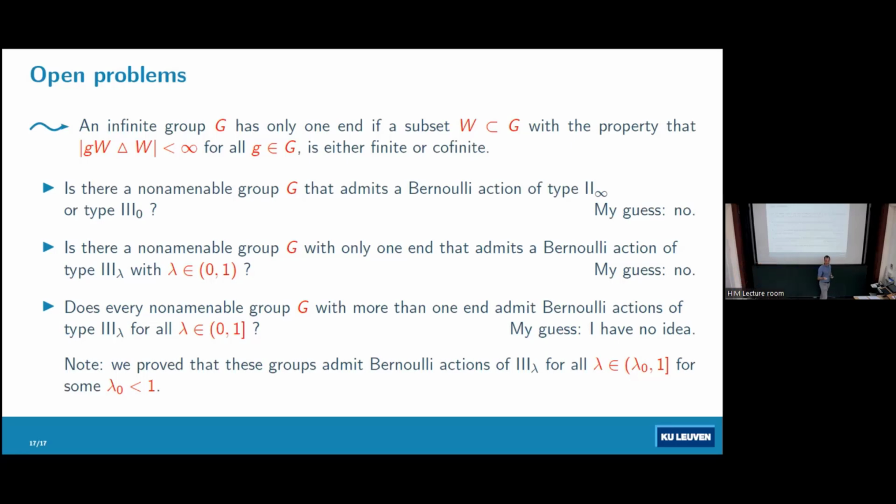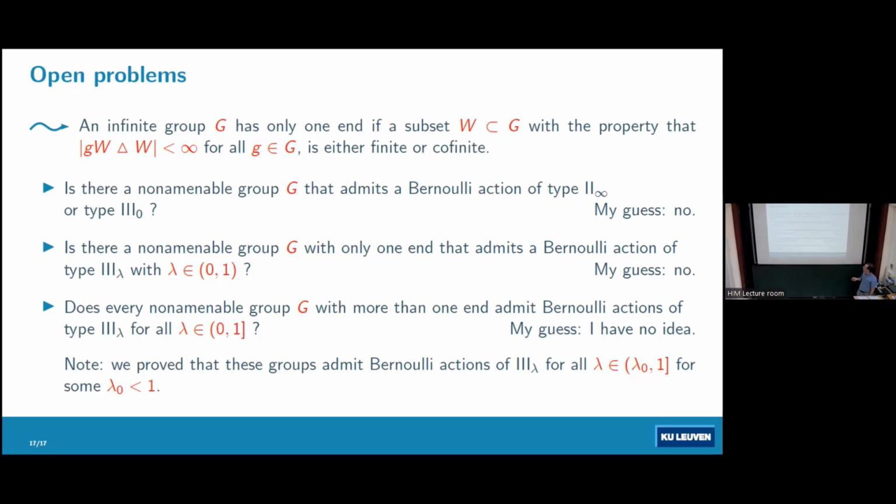Now, groups with more than one end have a very specific group theoretic structure. That's the theorem of Stallings. They are essentially amalgamated free products and HNN extensions. There is not so much you can do in order to get more than one end.